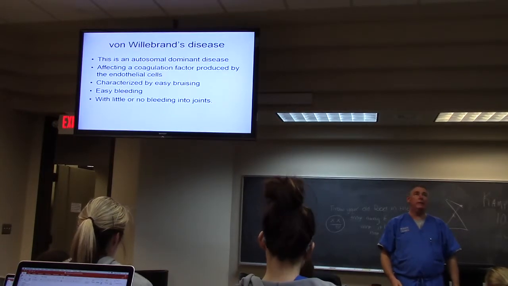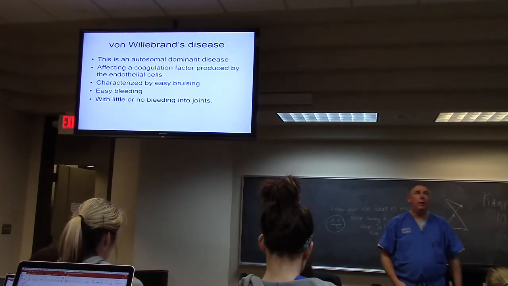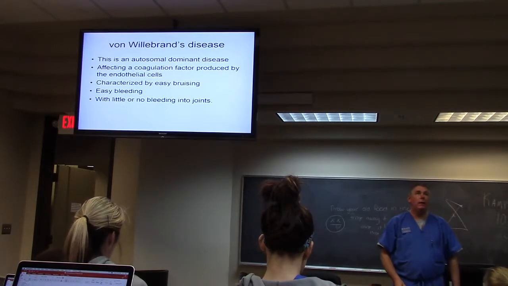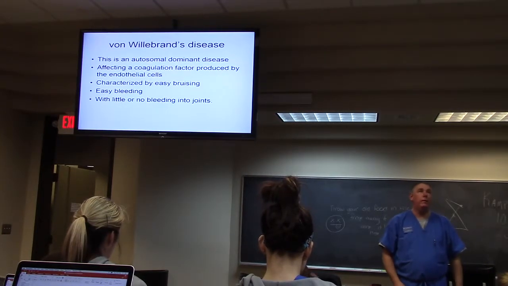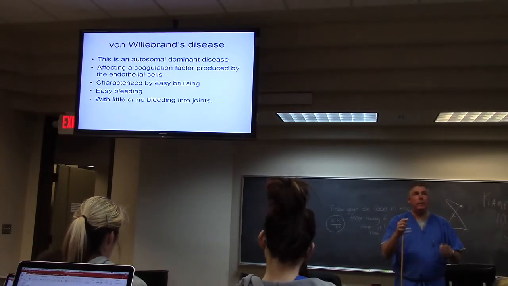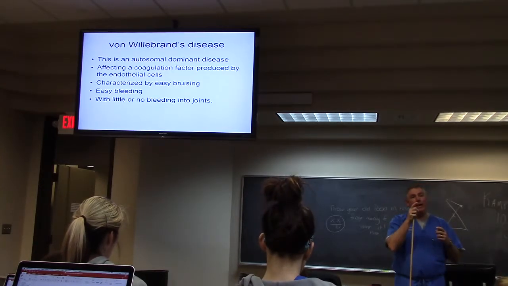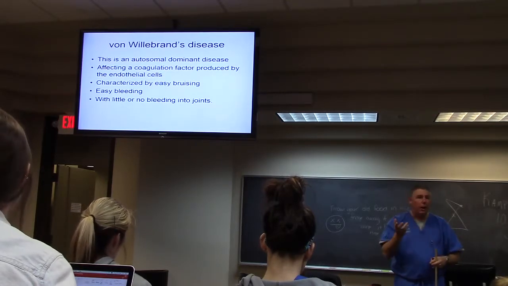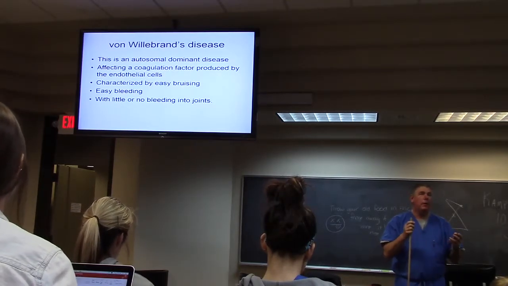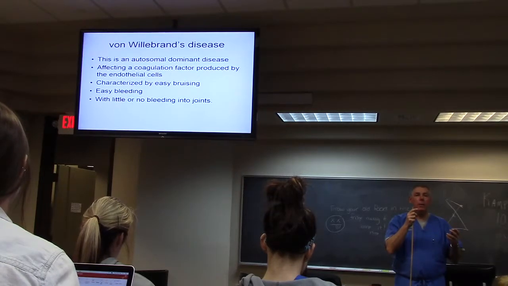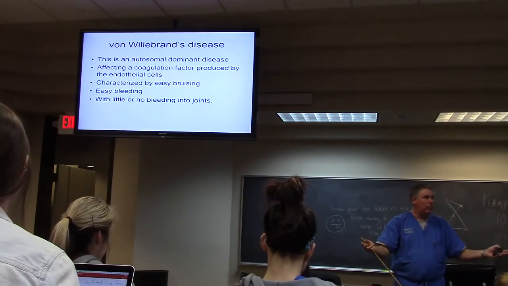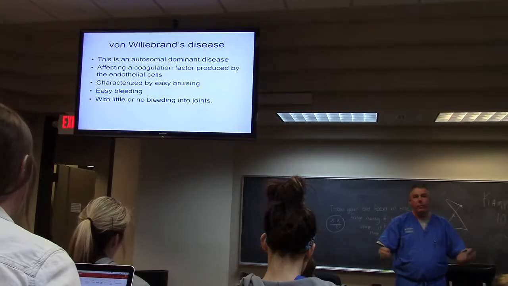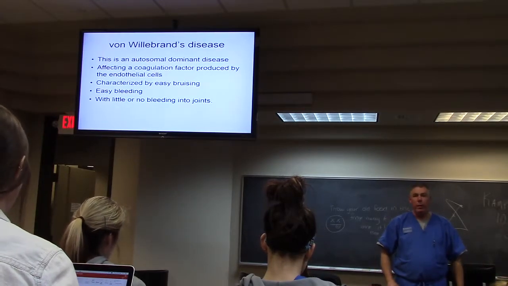Von Willebrand's disease is autosomal dominant and not sex-linked. So there you go. Again, these are characterized by easy bleeding. You can't stop bleeding like if you get a cut, but not large bleeds like if you rip your aorta open.